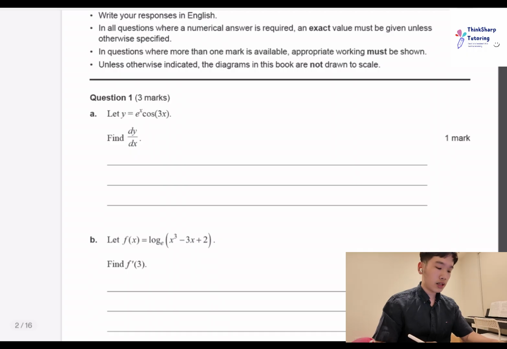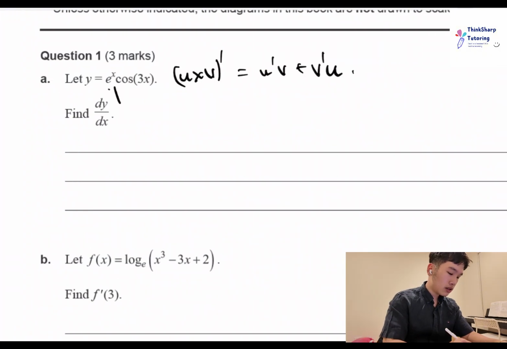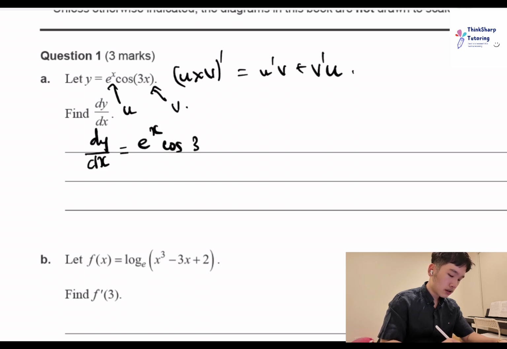Immediately we know this is multiplication, so this is u times v. Diff of u times v would be equal to u dash v plus v dash u. And we consider e to the power of x as u, cos 3x as v, and our dy dx should be, so u dash is e to the power of x, times v is cos 3x, plus v dash.